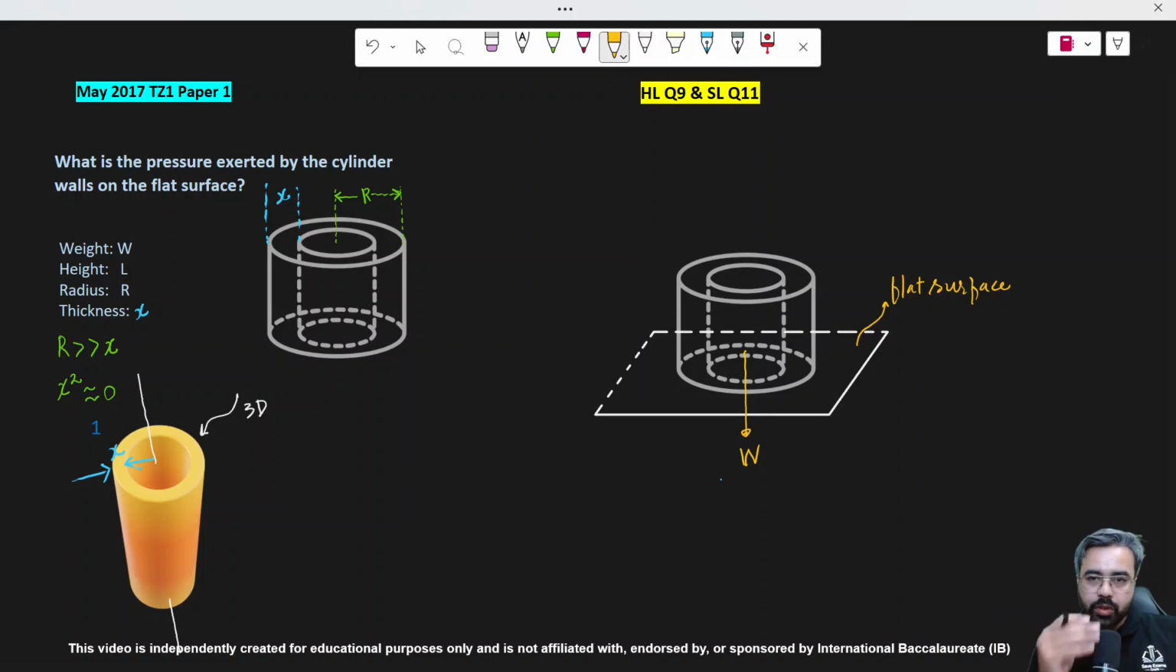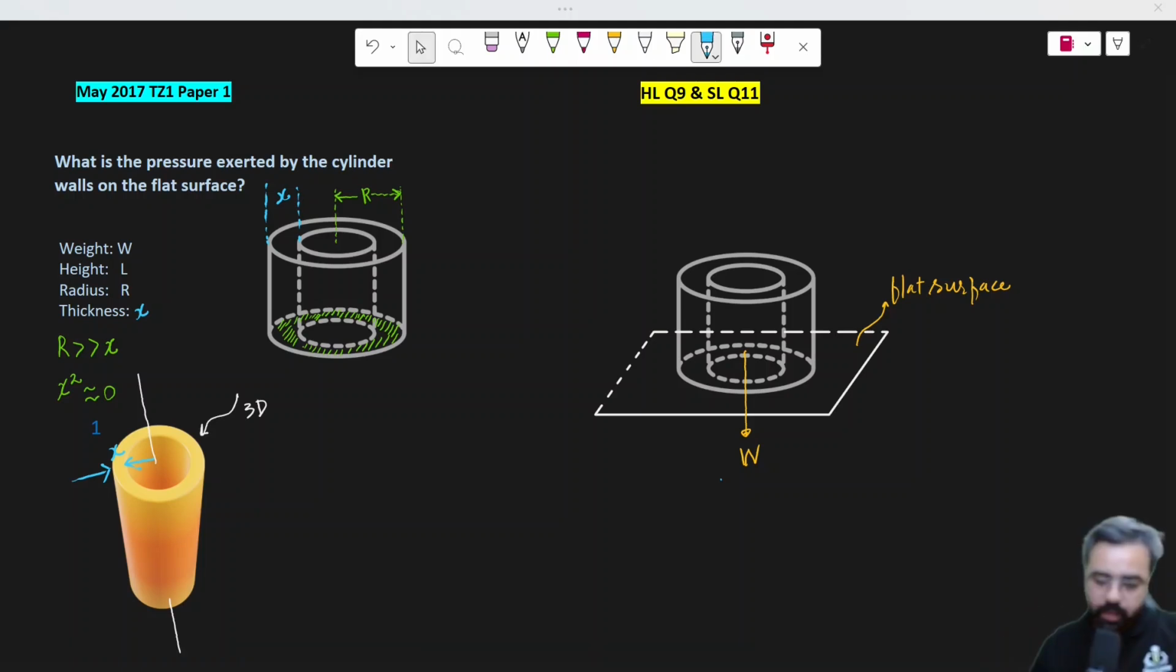Another thing: what surface is making contact with the flat surface? What part of the cylinder? It is very important to note which part of the cylinder is making contact with the flat surface. So you would see that it is obviously this part. If I shade it for you, you can see that this is the part making contact. So it is exerting force on a flat surface. It is important to find the area of this surface, which is not pi r square because this is hollow from inside.